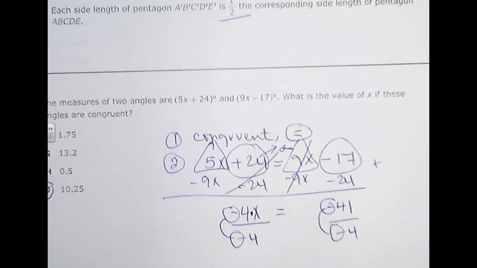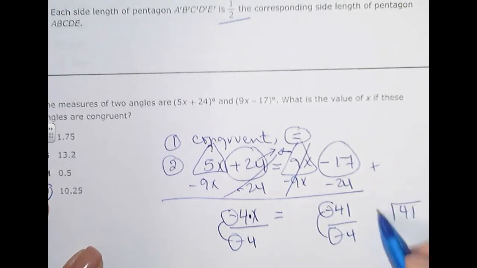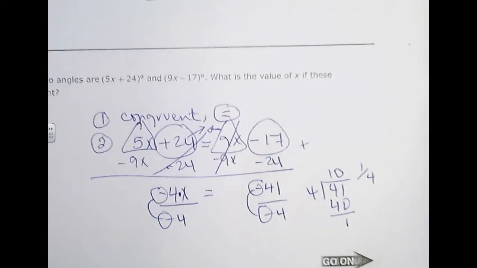And what's 41 divided by 4? I don't know. Go find out. 10 something, because 10 times 4 is 40. 1 left over. 10 and 1/4. I kind of like J. Let's do what the calculator would do.